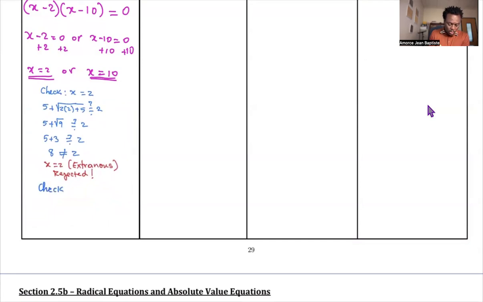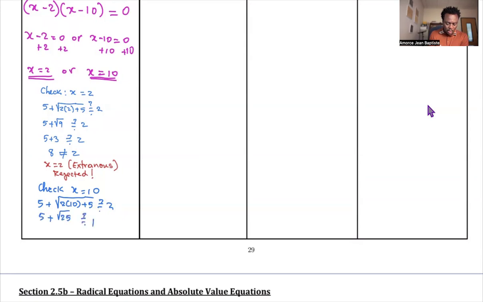Check x equals 10. So we have 5 plus the square root of 2 times 10 plus 5. Is it 2? We don't know yet. Now we're going to perform the part inside of the radical. That is 2 times 10, 20, plus 5, 25. So that's 5 plus the square root of 25.